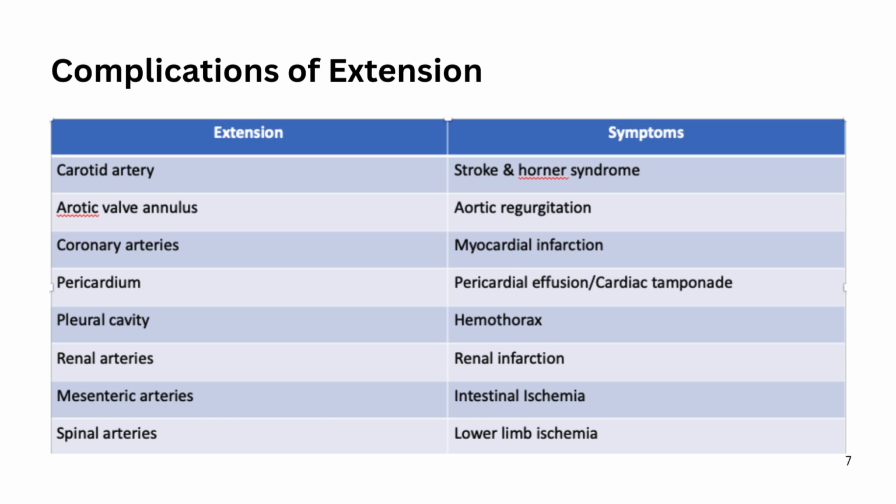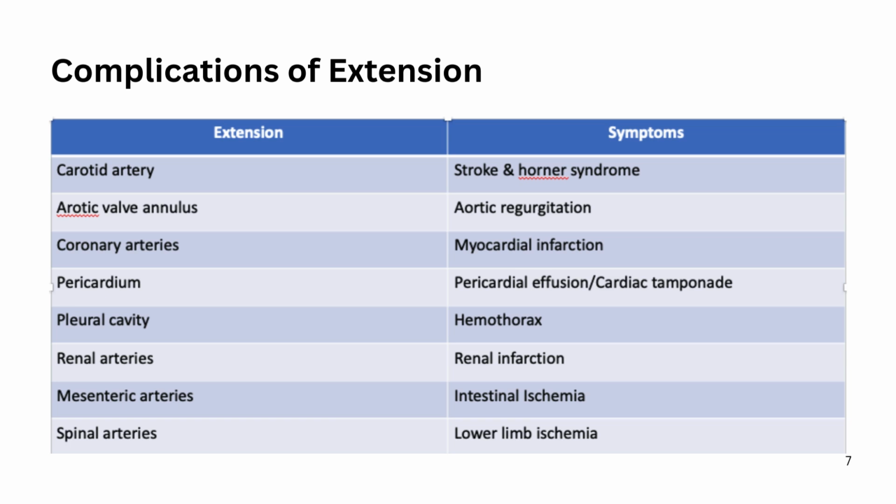It can also extend proximally to involve the aortic valve annulus, causing acute aortic regurgitation, and the patient may develop acute decompensated heart failure. Coronary artery involvement causes myocardial infarction, and if it reaches the pericardium, it causes pericardial effusion and cardiac tamponade and obstructive shock thereafter. Pleural cavity extension causes hemothorax.